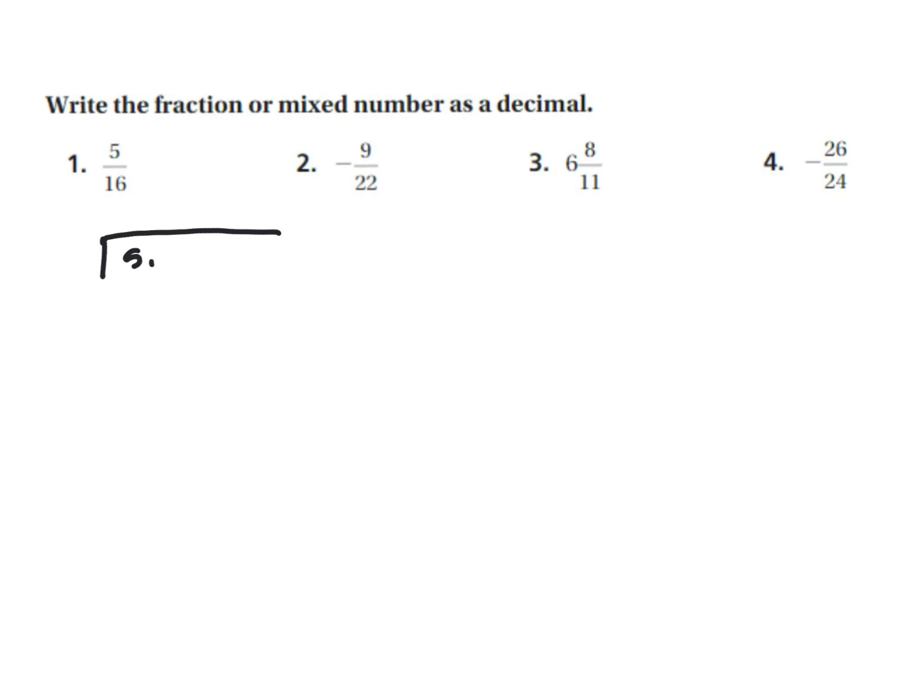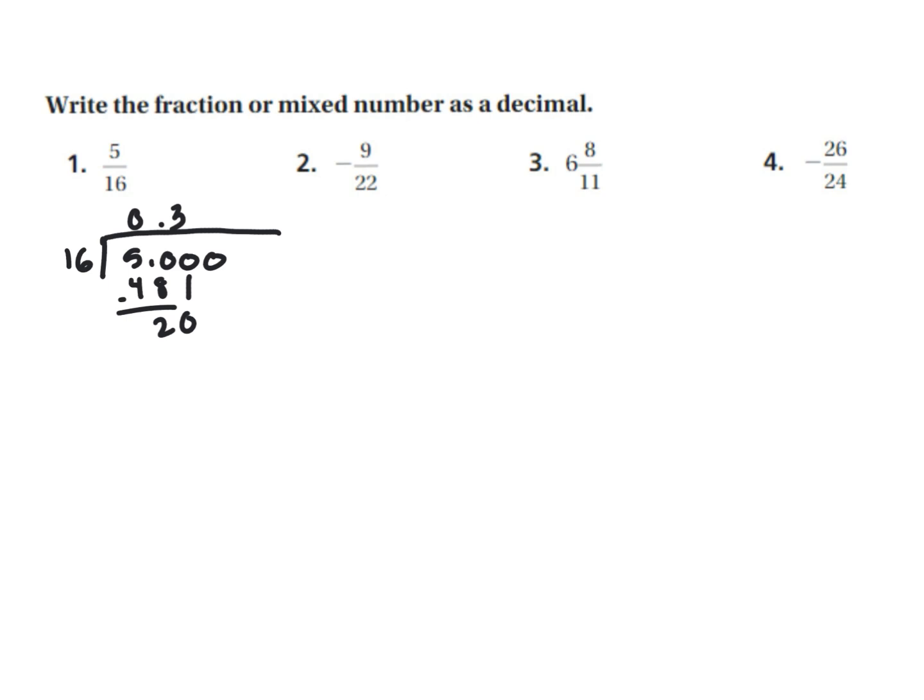So we'll do 5.000 divided by 16. 16 doesn't go into 5, but 16 does go into 50 3 times. And 3 times 16 is 48. So we subtract and bring down a 0.